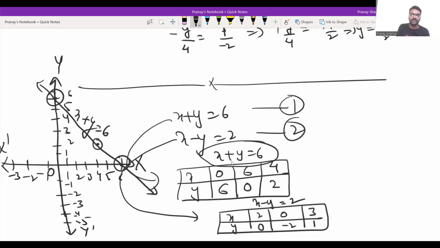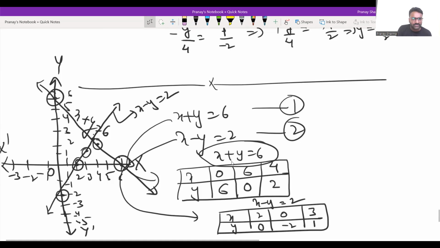Second is x minus y equals 2. When x is 2, y is 0. That means this is the point. When x is 0, y is -2. All right, that means this is the point. When x is 3, y is 1. That means this is the point. To join them. All right. So this is actually the graph for x minus y equals 2. All right, that is a line itself.